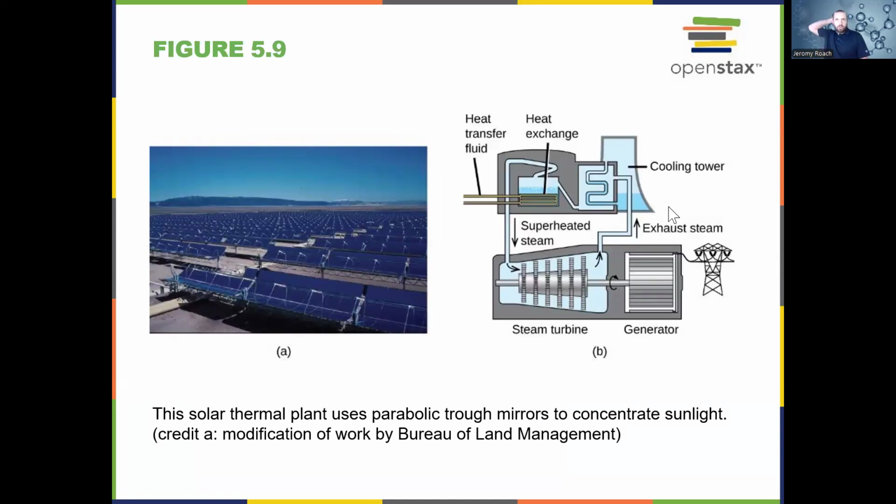This is a picture of a solar thermal plant. Here, they have these mirrors that focus sunlight to produce steam. The steam turns a turbine, and the process ends up converting heat energy into electricity. So these are the mirrors to concentrate that light, and then the heat is transferred here, and then it goes through the turbine, and it creates electricity.